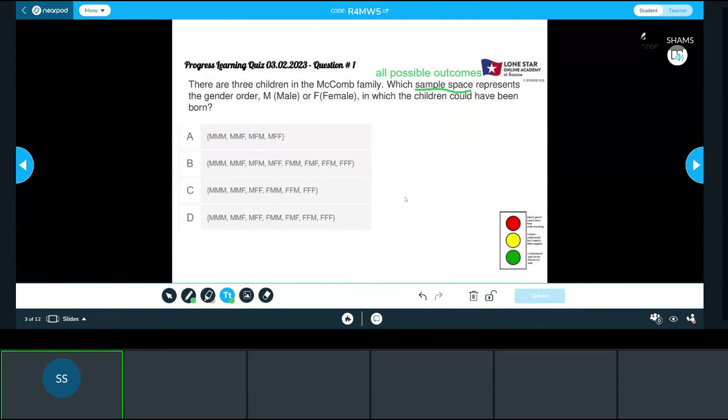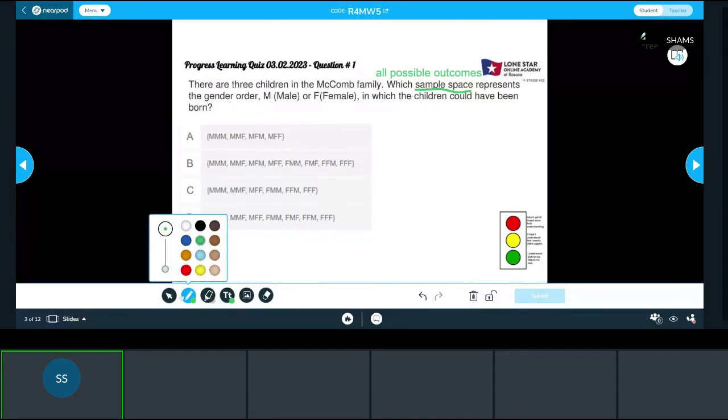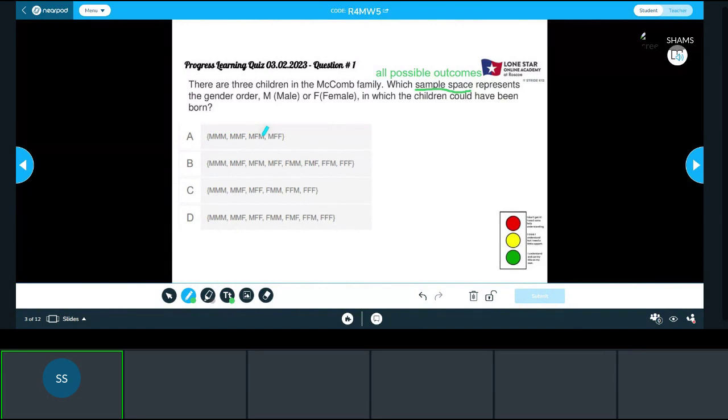Okay, so this family has 3 kids. What are the possible genders? Which answer choice lists out all the possible genders? Here A says all could be male, male, and male, or 2 males and 1 female, or the first one being male, second one being female, the third one being male, or it could be the first one being male, the second one being female, or the third one being female.